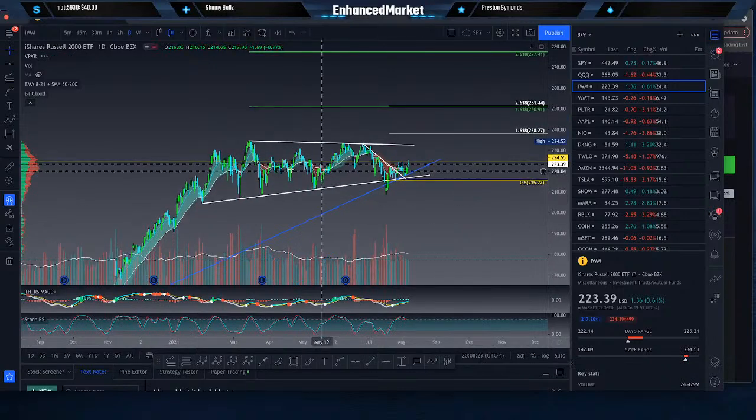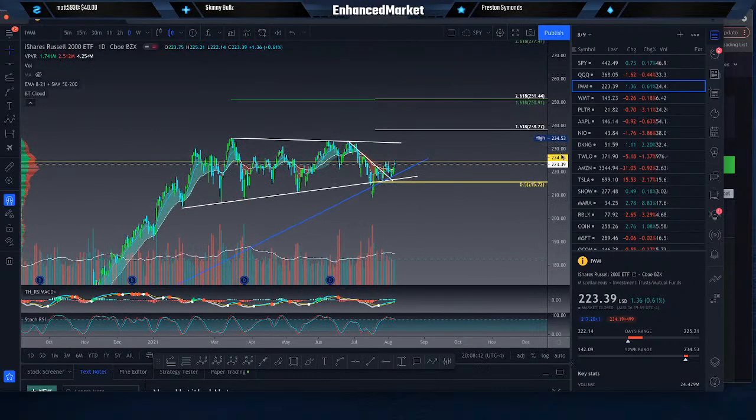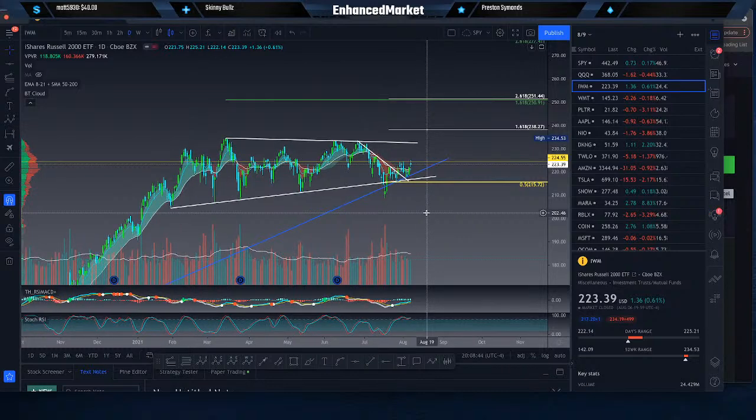But we are consolidating since last February. Actually, this recent February. So for a lot of months, almost 6 months, we've been moving sideways. So we're due for a move.